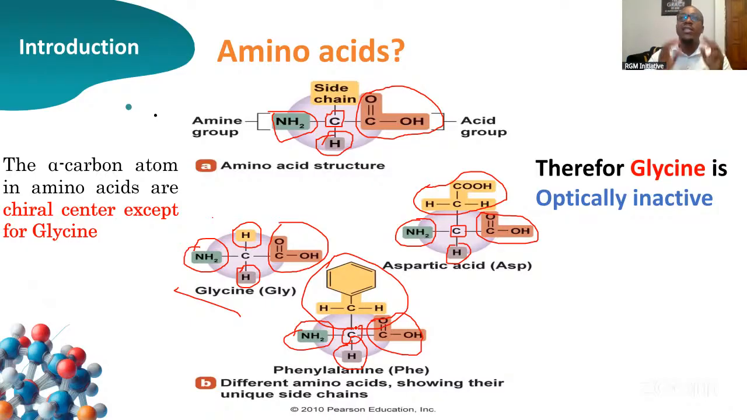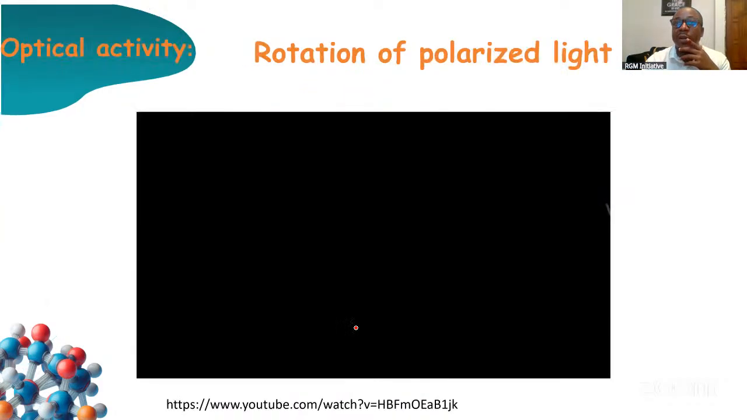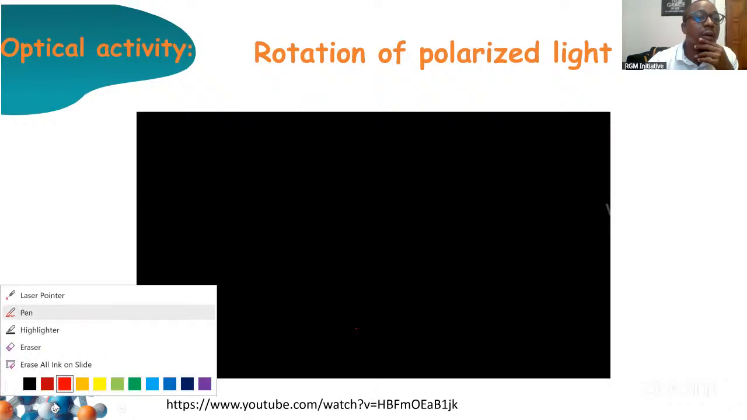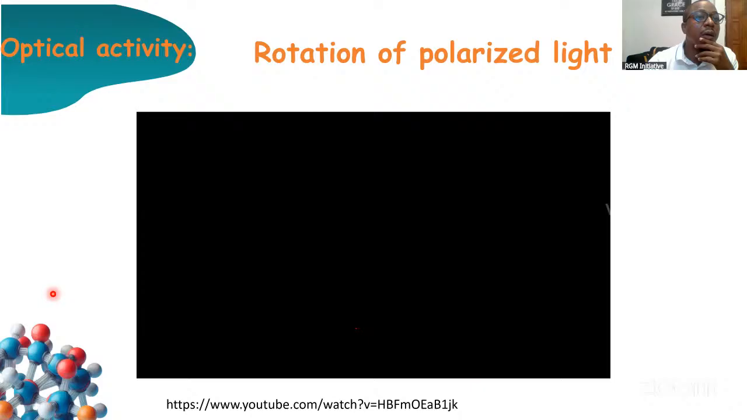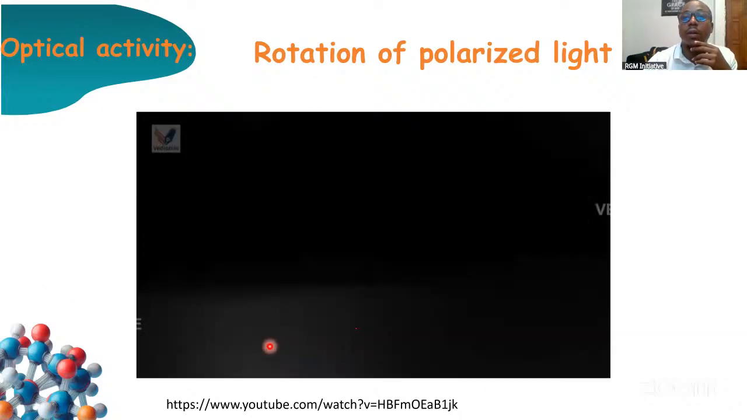So a chiral center can rotate a plane of polarized light to the right or to the left. Now let me show you what plane polarized light is.